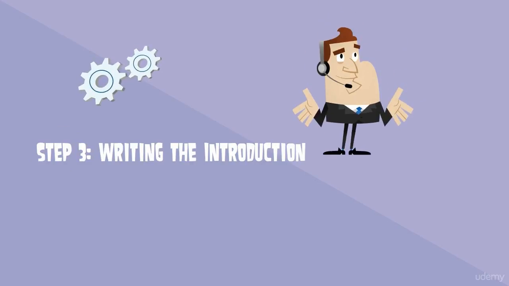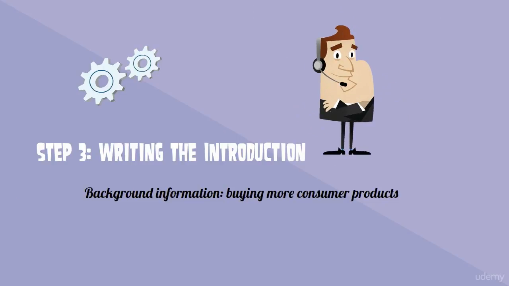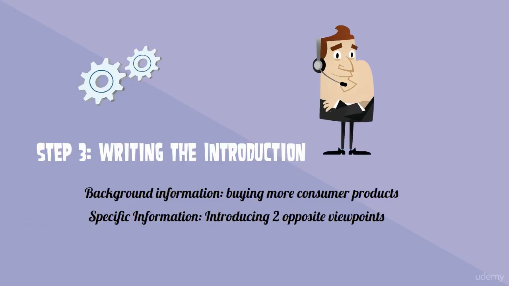The next step of your essay writing is to write the introduction. The background information for this question here is people buy more consumer products. For the specific information sentence, we should introduce 2 opposite viewpoints, and then we present our thesis statement.